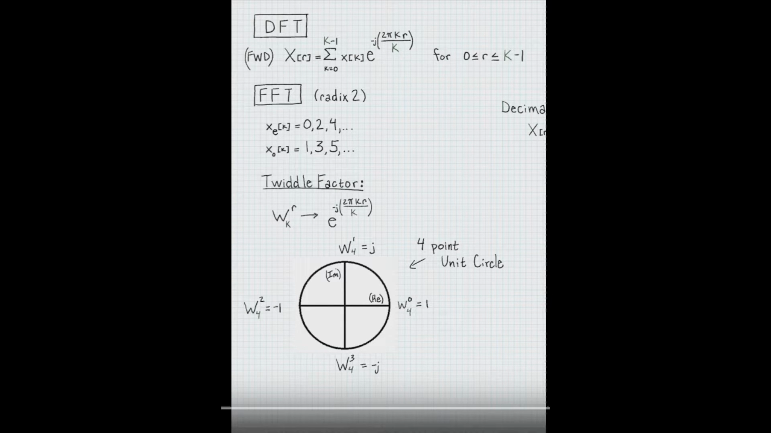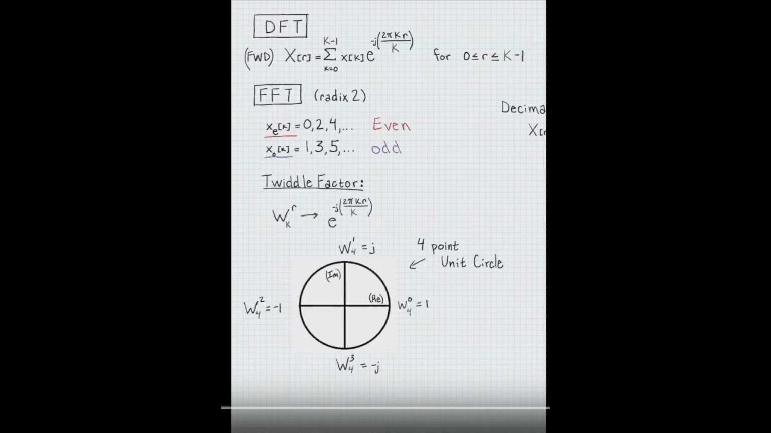In this particular example, we'll be using a radix 2, and to do that we have to break down our components from our sample into even and odd samples. And these samples come from the actual input signal.